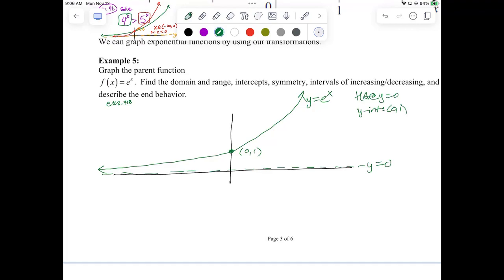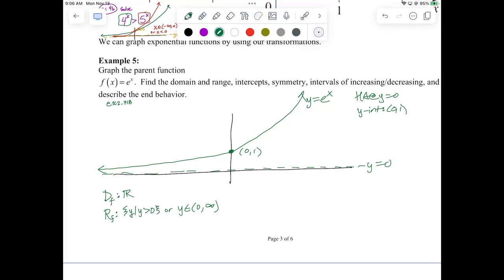Okay, let's find the characteristics then above. The domain. What's the domain of this function f? All real numbers. Is that the domain of all exponentials? Yes, that's true. Okay, what's the range of this function? Greater than 0. So you say the set of all y such that y is greater than 0? Or you could say y is in the interval (0, infinity). Either one.